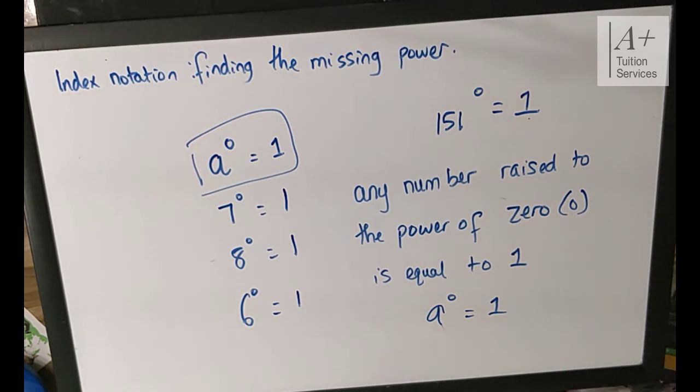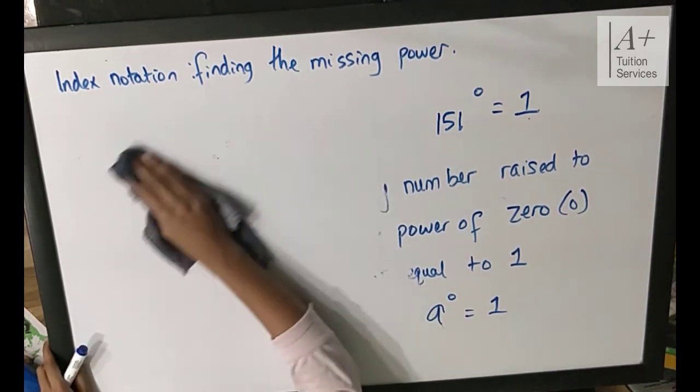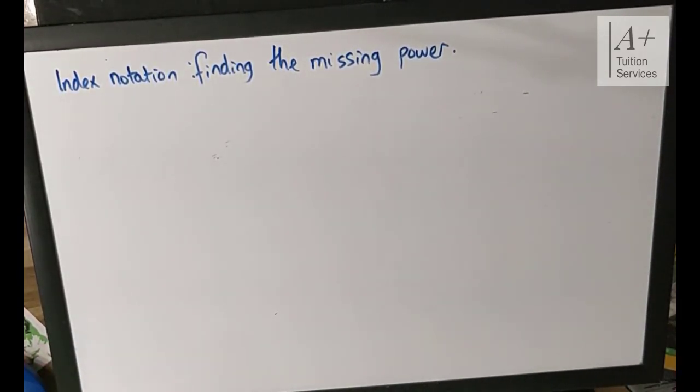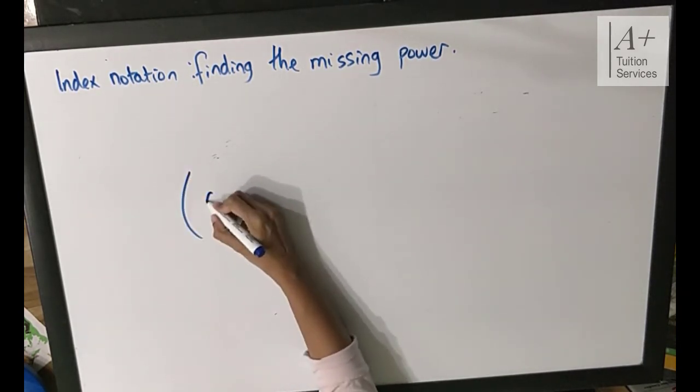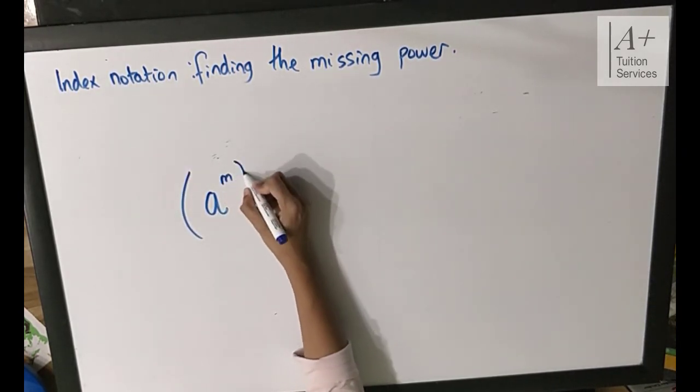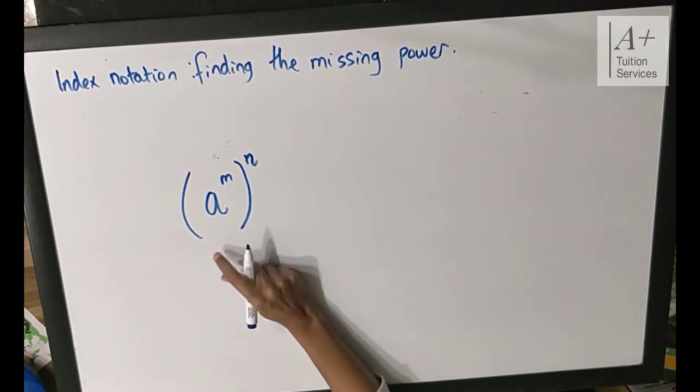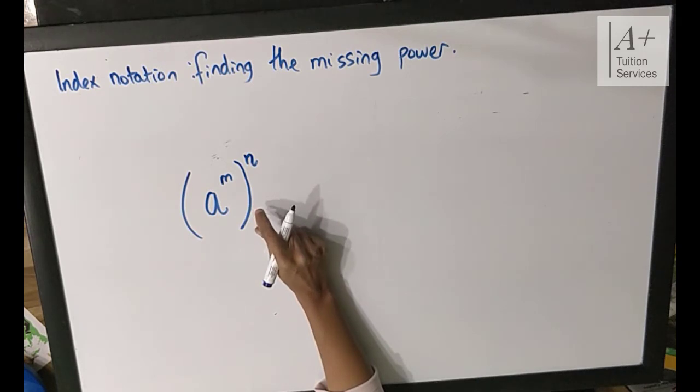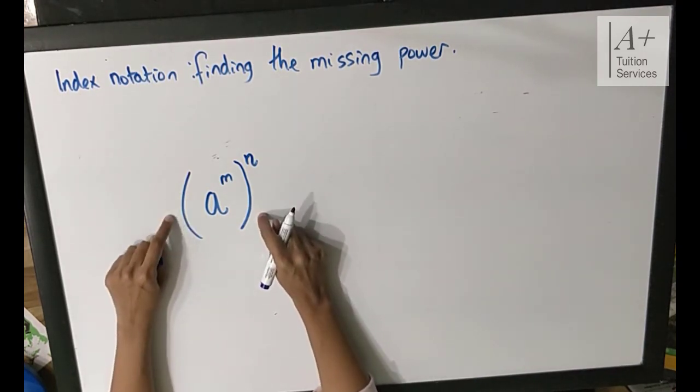Okay, so we're moving on now with another type. I know I said it had two types, but now we have one with brackets, and with brackets there's a rule, okay? With brackets now, let's say I have this: open brackets, a to the power of m, and then this is raised to the power of n. So a to the power of m to the power of n, and they have it in brackets, right?